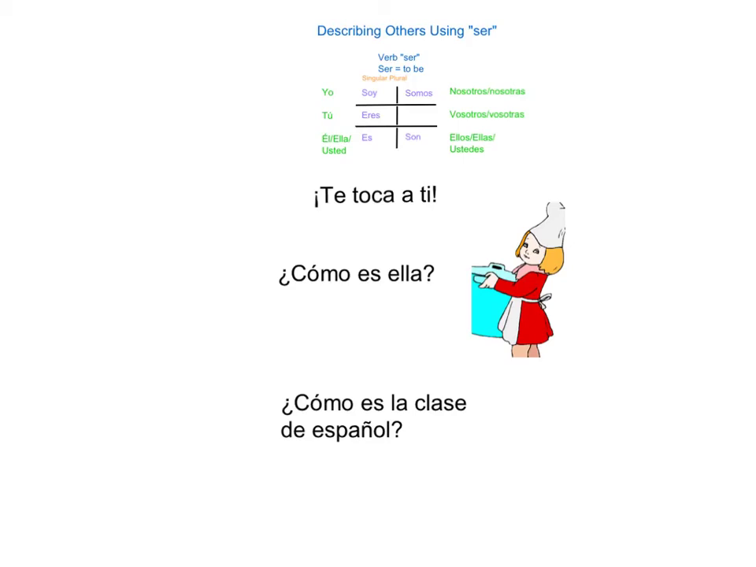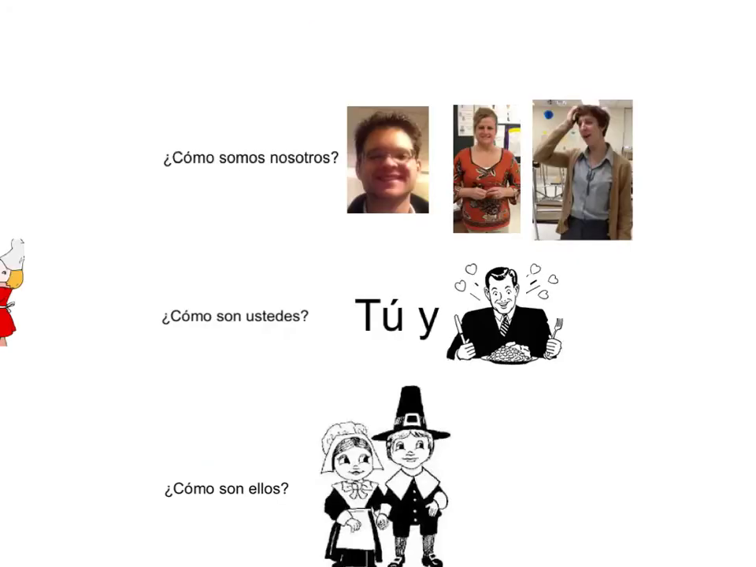Ahora te toca a ti. It's up to you. Let's see if you can handle some examples here. Número uno. ¿Cómo es ella? To describe her, we would say something like ella es, followed by an adjective. Número dos. ¿Cómo es la clase de español? La clase es buena, por ejemplo. Again, followed by an adjective. Número tres. ¿Cómo somos nosotros? What are we like?